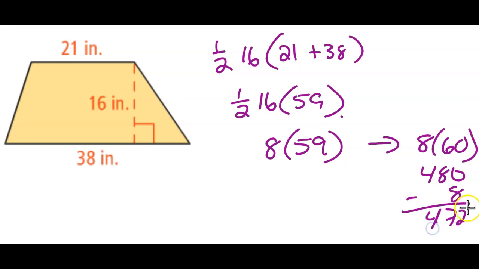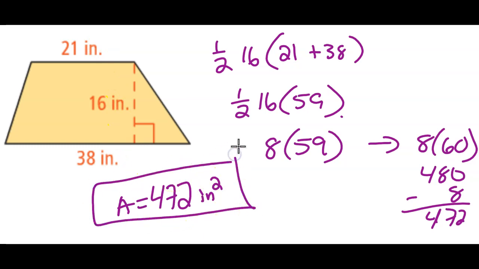So 472, and this is in inches. Let's write it out like that. 472 inches squared. That's the area. Make sure you're including units and the correct units, squared units if you're talking about area, if that's what they're asking for.